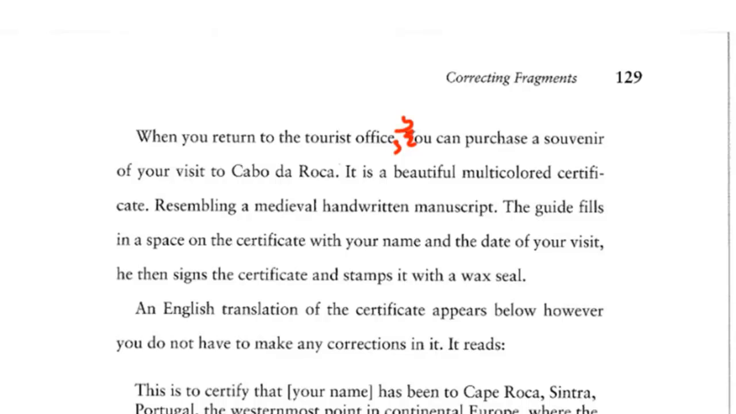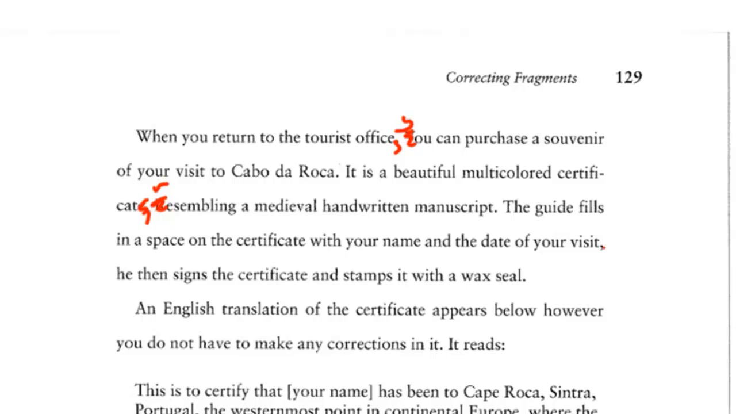It is a beautiful multicolored certificate. That's fine, but resembling a medieval handwritten manuscript really seems to finish that sentence. So I'm just going to get rid of the period, lowercase r. And you'll notice that most of what I'm doing here is with fragments, I'm removing punctuation. The writer here has put in extra periods and things to separate sentences when they didn't really need to. The guide fills in the space on the certificate with your name and the date of your visit. He then signs the certificate and stamps it with a wax seal.